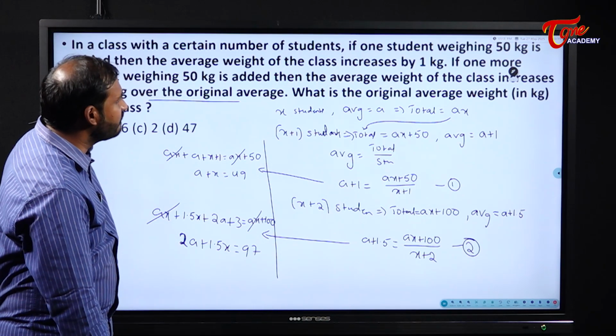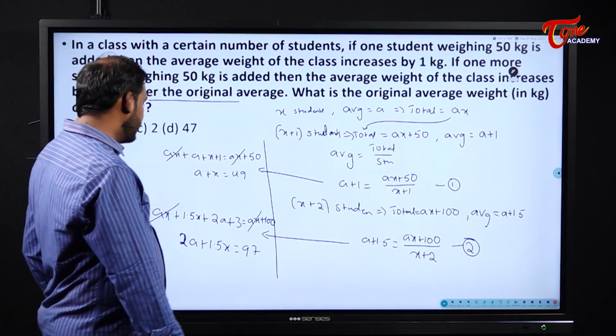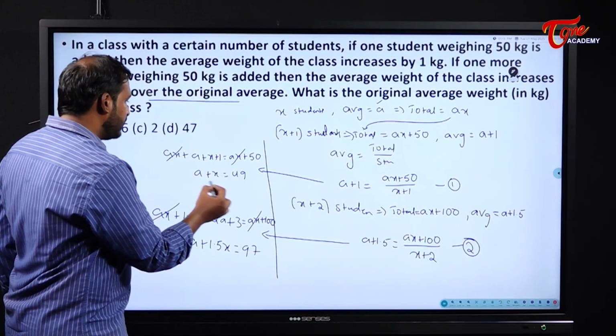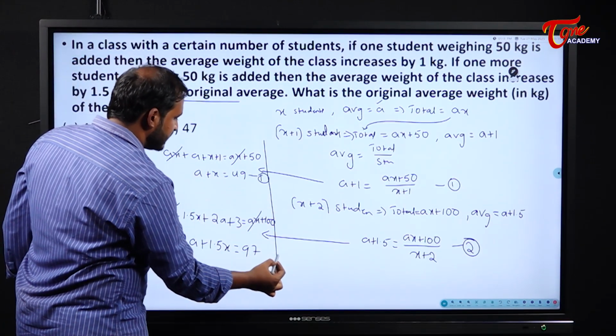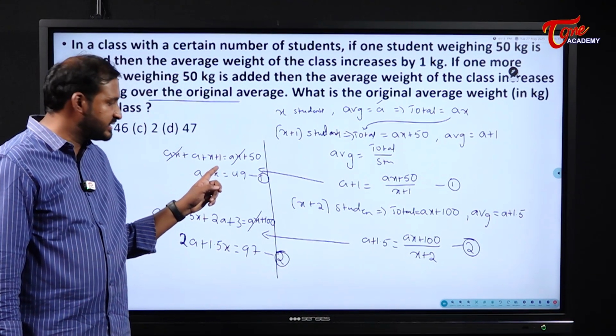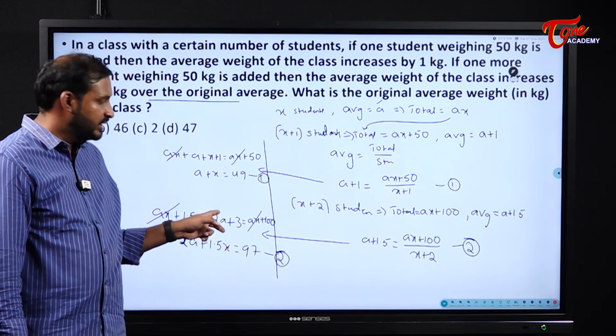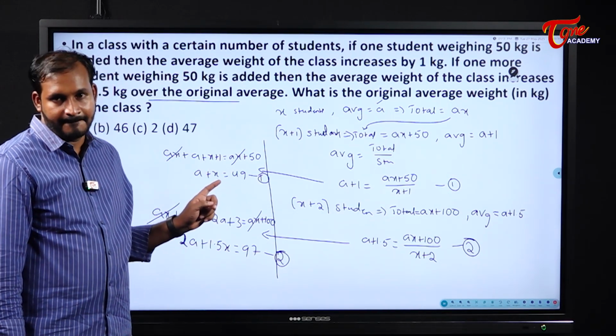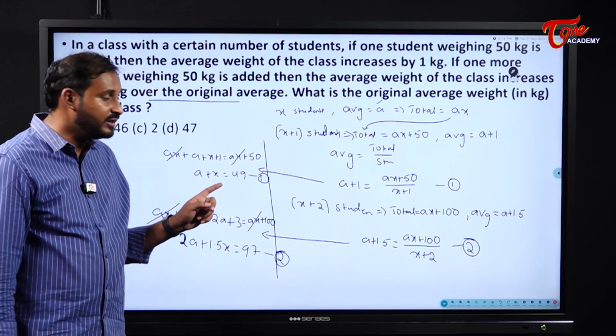They are asking us what is the original average weight. That means here I need to find A. I have two equations, this is the first equation and this is the second equation. To get the value of A, I should cancel X, right? That means I will multiply the first equation with 1.5.